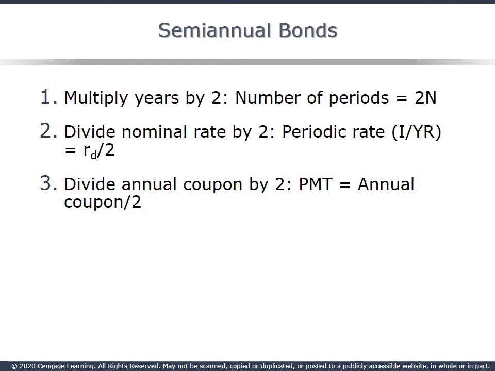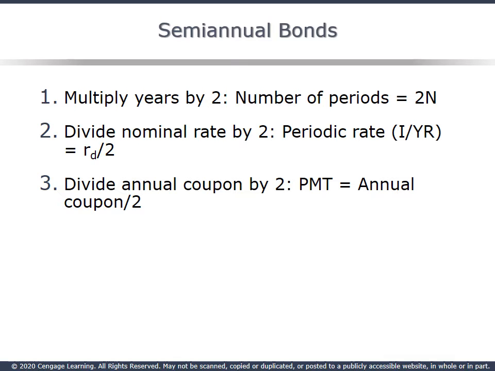All of the work that we've done so far in Chapter 7 has assumed that our bonds pay their coupons only one time per year. However, many bonds, as a matter of fact, most bonds pay their coupons semi-annually.